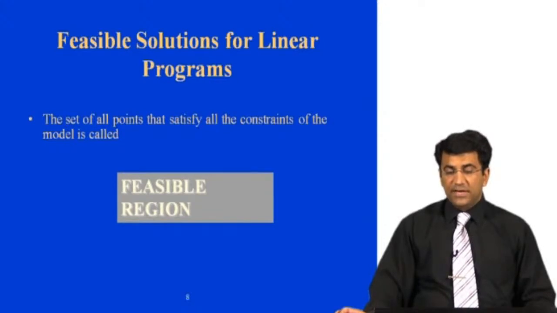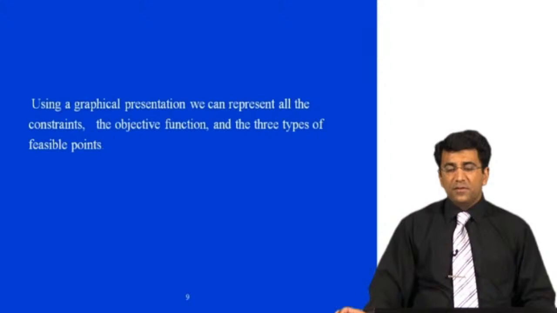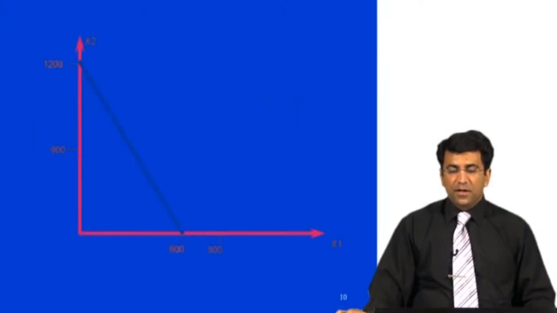So the set of all the points that satisfy all the constraints of the model is called the feasible region. You have already practiced that first of all we'll have to find out the feasible region in the problems by using the linear programming method. So using a graphical representation, we can represent all the constraints, the objective function, and the 3 types of feasible points. Now again class, let's start drawing those particular lines on the graph.